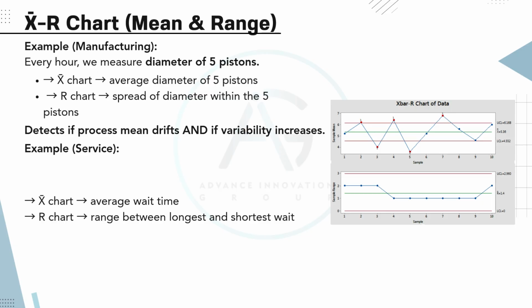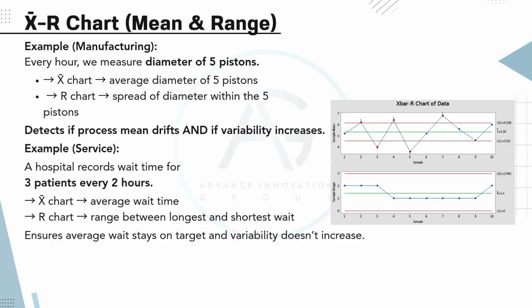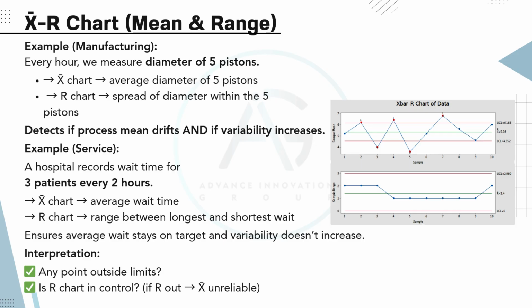Example: service. A hospital records wait time for 3 patients every 2 hours. X chart, average wait time. R chart, range between longest and shortest wait. Ensures average wait stays on target and variability doesn't increase. Interpretation: any point outside limits? Is the R chart in control? If R is out, X is unreliable.